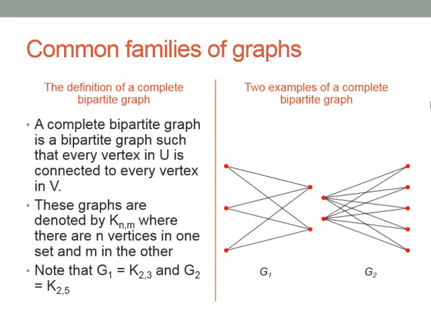We denote the complete bipartite graph by a capital K, like we did with the complete graphs, but instead of having just one subscript, we have two: n comma m. The first graph in the right-hand column, G1, is a K_{2,3}, since we have two vertices in one partite set and three in the other. The second example, G2, is a K_{2,5}.